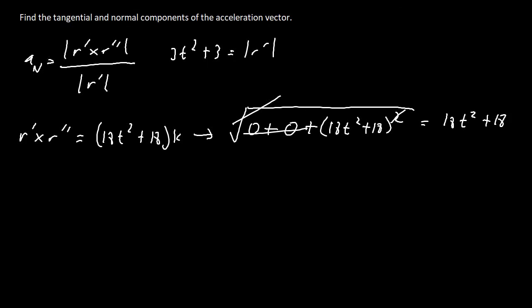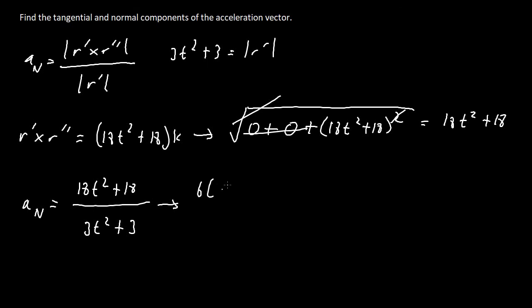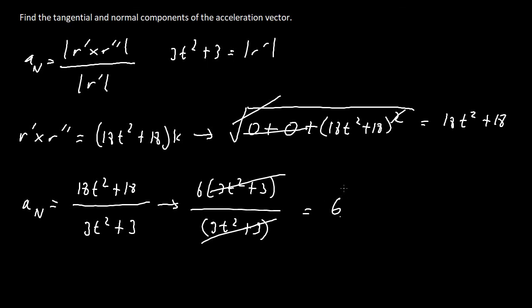So now the normal component of acceleration is going to be equal to what we just found, 18t squared plus 18, over the magnitude of r prime, which we found earlier to be 3t squared plus 3. Let's factor out a 6 from the numerator. So we get 6 times 3t squared plus 3 over 3t squared plus 3. They will cancel, and so we're left with 6 as the normal component of acceleration.